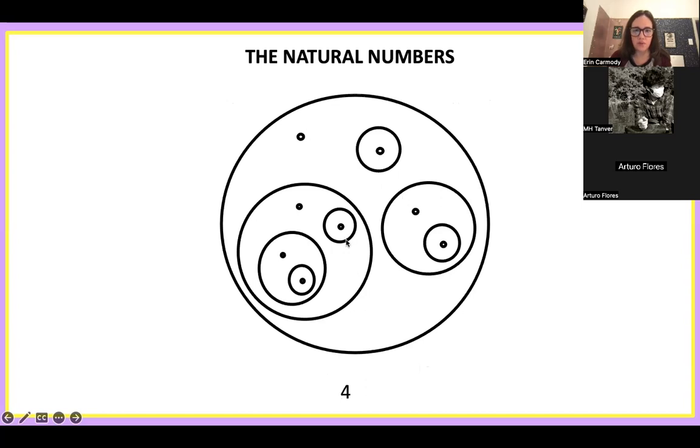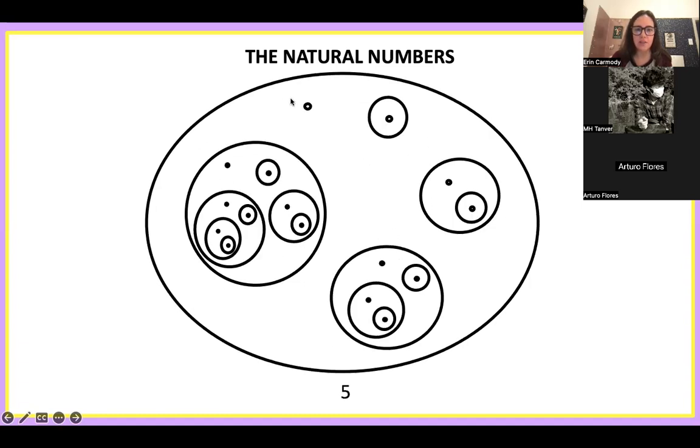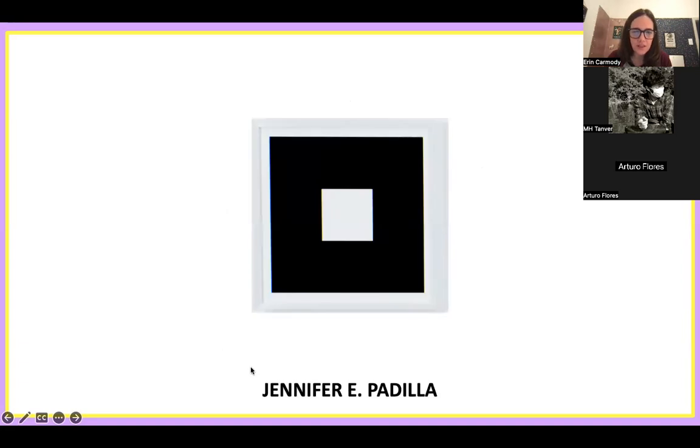Here's 4. So 1, 2, 3, 4. Transitive, well ordered by epsilon. Here's 5. And you can see it looks self-similar. For now I want to show some art from different artists, mostly from students of mine. I tried to find more, but I couldn't find it at the end. But this artist is really great art, Jennifer Padilla, I believe that's how it's pronounced.